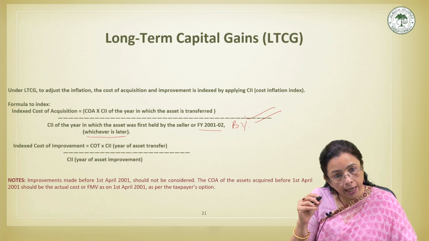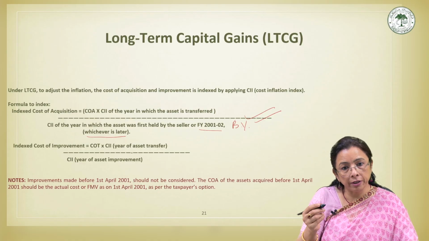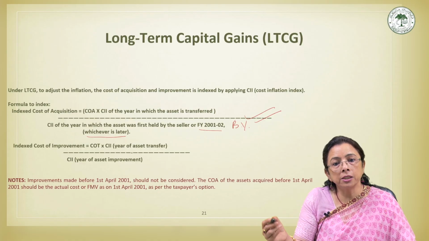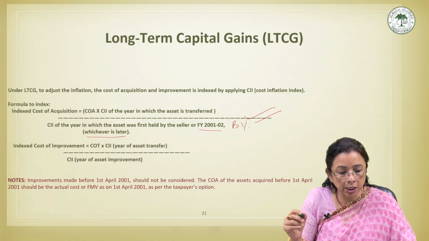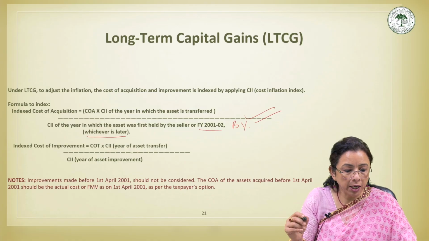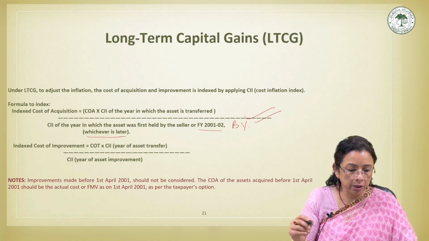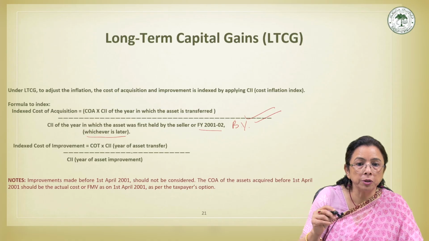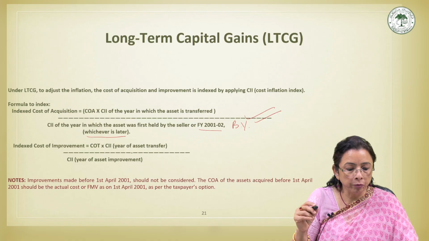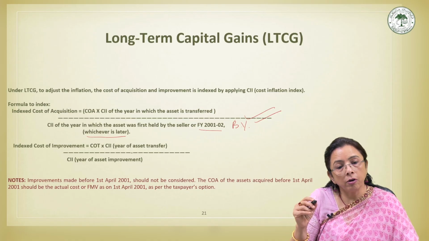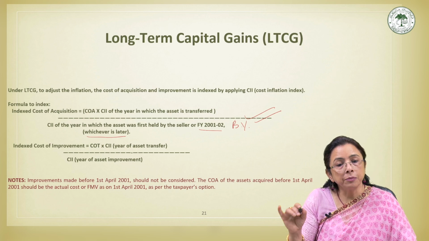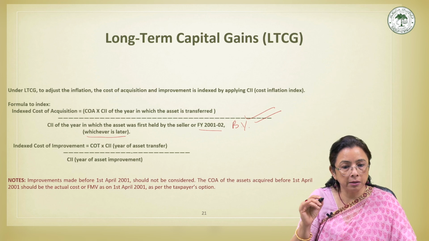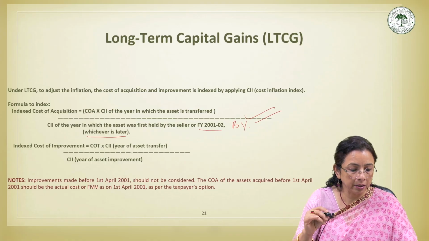And similarly, as we index the cost of acquisition, we also index the cost of improvement. The cost of improvement goes with the formula: indexed cost of improvement is equal to COI, cost of improvement, into CII of the year of transfer, divided by CII of the year of asset improvement. Whenever this improvement took place, we take the cost inflation index of that year.